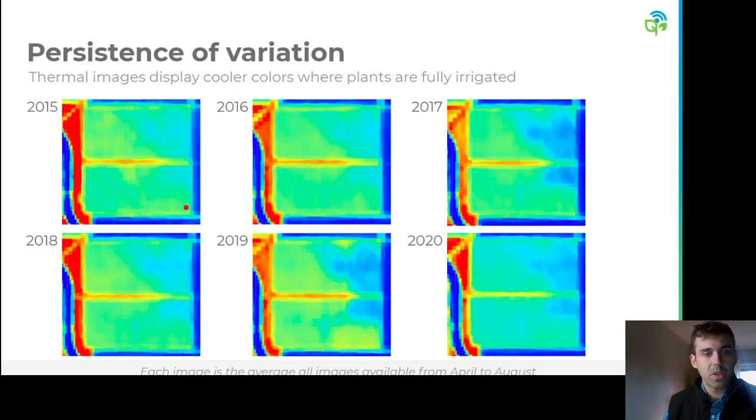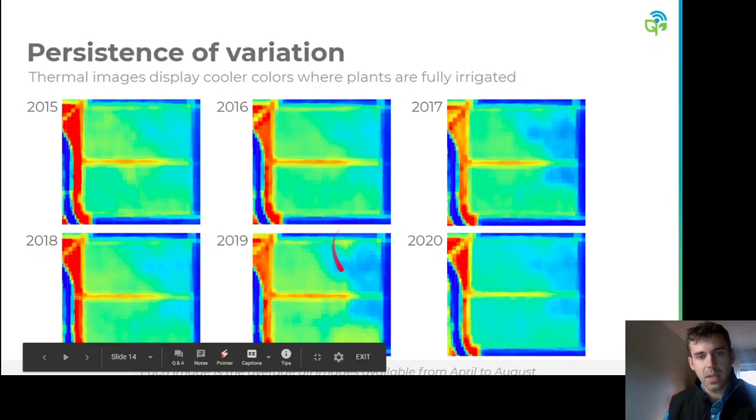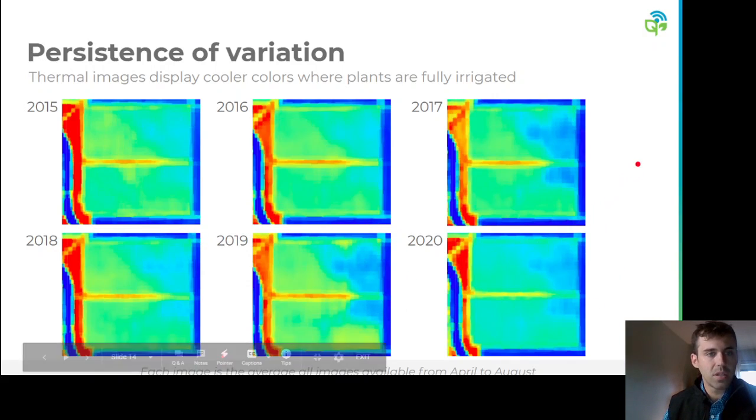These are thermal images. So having a cooler color means that there are plants transpiring more in that section. So this has a better water status. So we can see that in 15, 16, 17, 18, 19, and 2020, this pattern is constant, and that means that that's a variability that is worth managing because it's likely that it's going to be repeated in 2021, and whatever decision that we take, we can keep for long periods.